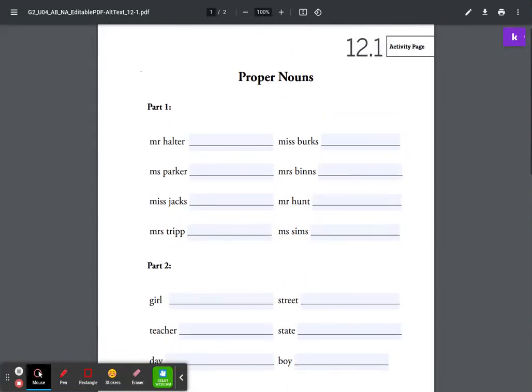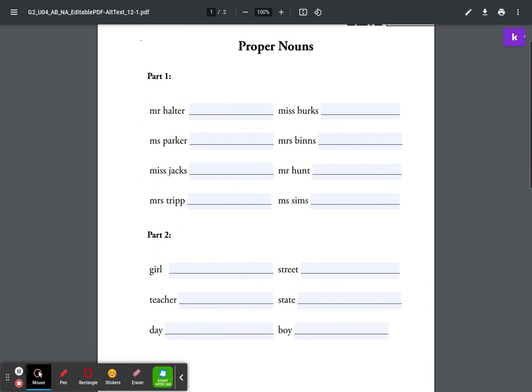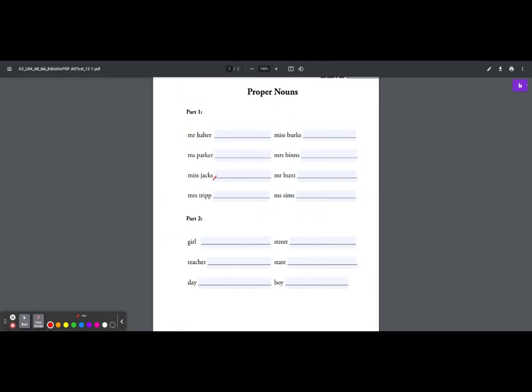Okay, welcome back. On activity 12.1, we are working with proper nouns in part 1. We're going to make corrections to these proper nouns by doing capitalization and punctuation if needed. Mr. Halter is a proper noun, and we're going to start out by putting a capital M, R, and we'll put our abbreviation, our period, and capital H, A, L, T, E, R. Mr. Halter.